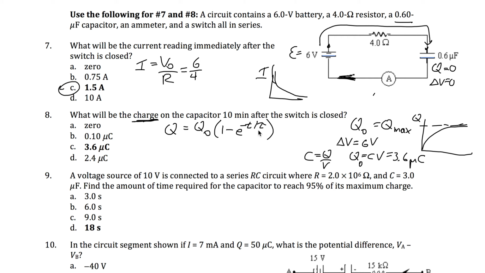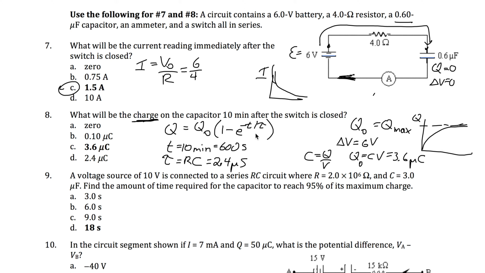And then the only other thing we need is tau and time. So time is going to be 10 minutes, but it needs to be in seconds. So that's 600 seconds. And then the time constant tau is defined as RC. R is 4, C is 0.6 microfarads, so you're going to get 2.4 microseconds.